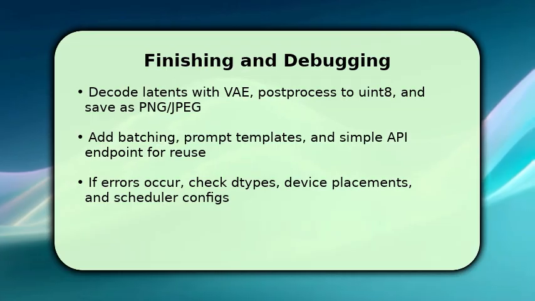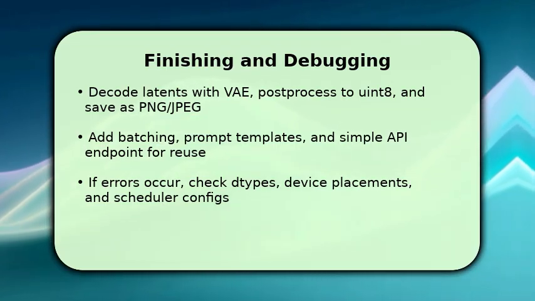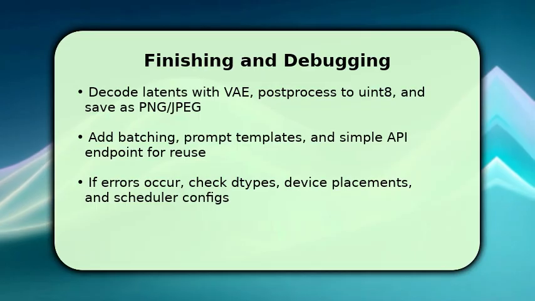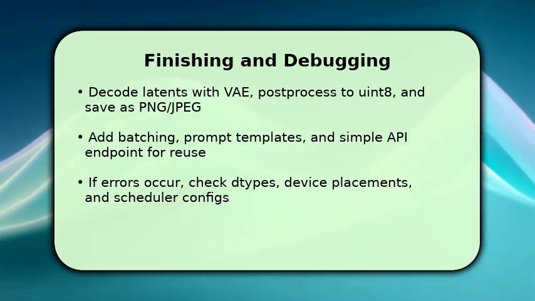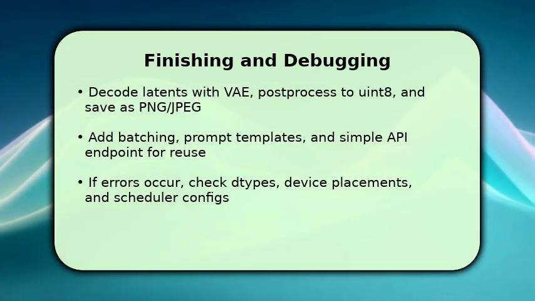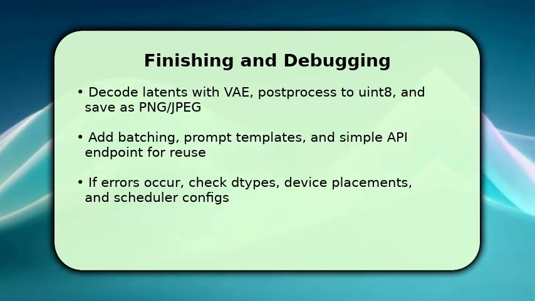Once you can produce one image, add batching, prompt templates, and wrap the pipeline in a small API or CLI for reproducible runs. Optimize with mixed precision and attention slicing if memory is tight.